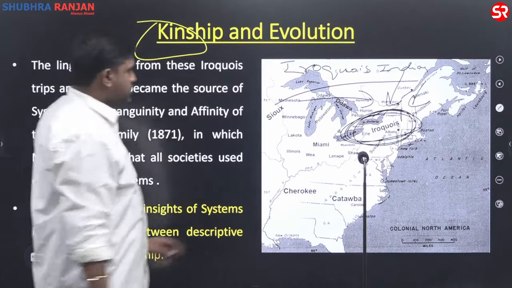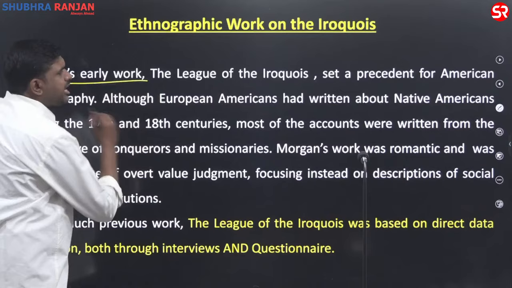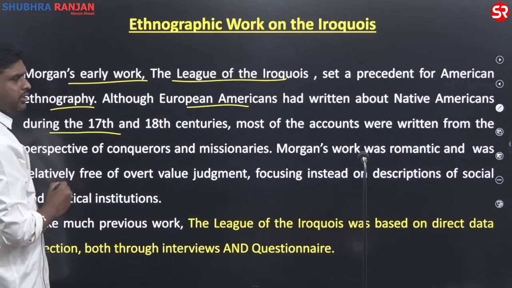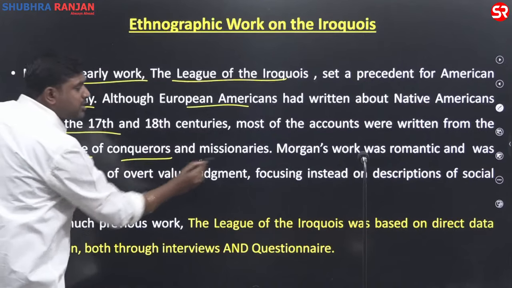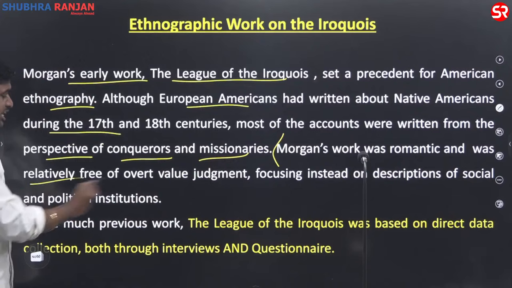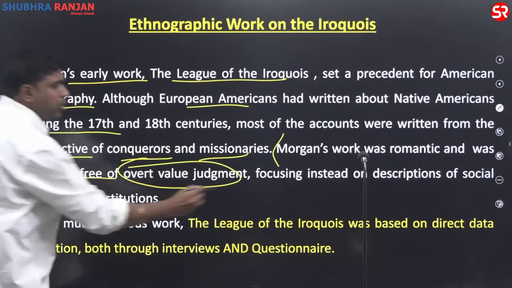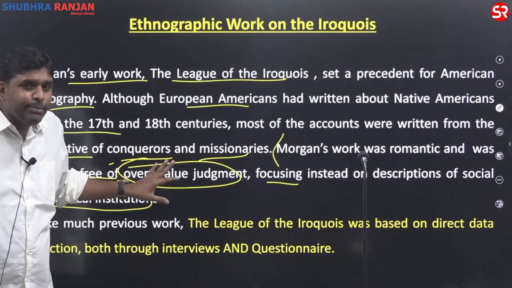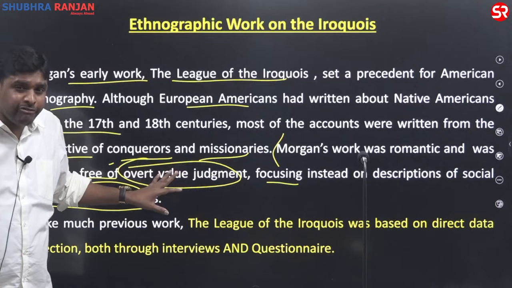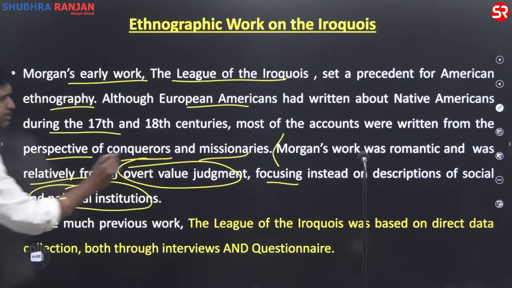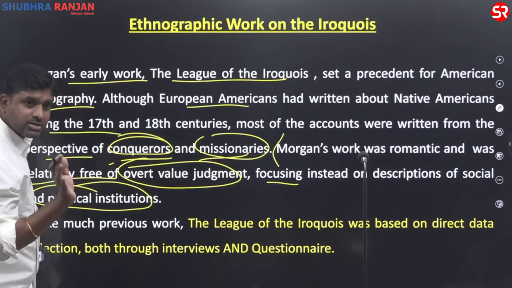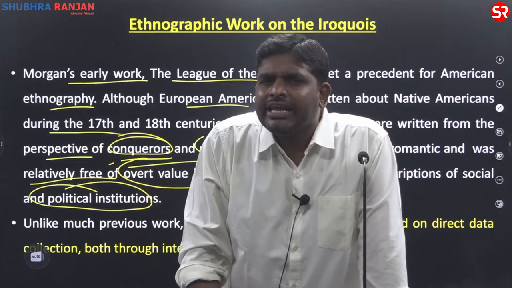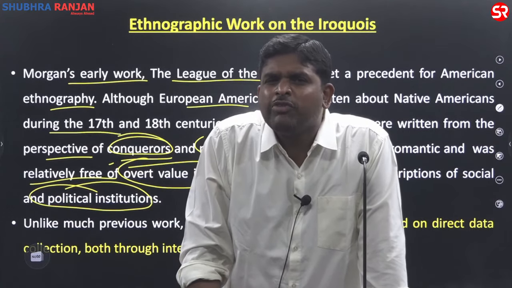So here he did fieldwork. See, Morgan's early work, the League of Iroquois, set a precedent for American ethnography. European Americans had written about Native Americans during the 17th and 18th century. Most of the accounts were written from the perspective of conquerors and missionaries. Morgan's work was romantic and was relatively free of overt value judgments, focusing instead on description of social and political institutions. Understand this. Before him, other people also studied the tribals of North America, but from the perspective of missionaries and conquerors, not the perspective of the people. If I am writing an ethnography about tribal people, should that ethnography be the view of the people or the view of others?